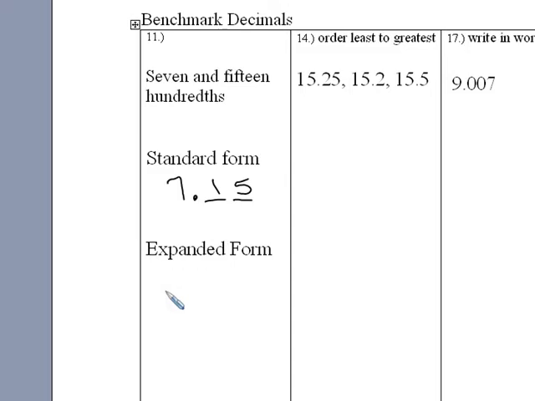That means we're going to write it out. How would we write this if we added the ones place, 7, plus how much is in the tenths place? We have 1/10 in the tenths place, plus how much do we have in the hundredths place? We have 5/100. So when we write it in expanded form, we're actually breaking it down by place value. The 7 is in the ones place. We have 1/10 in the tenths place and 5/100 in the hundredths place. And that is the same as 7 and 1500ths.